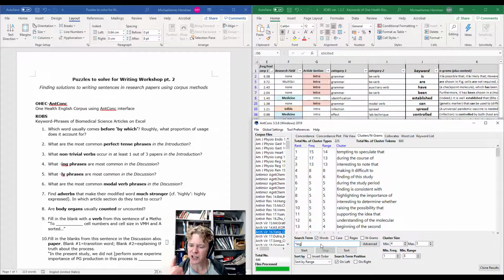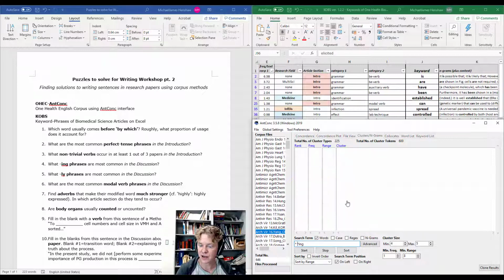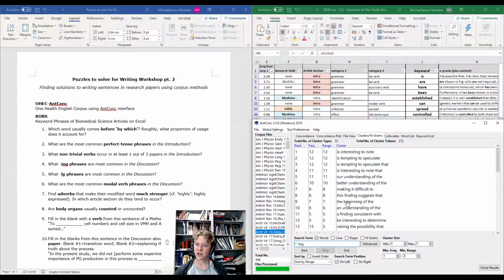However, this is just all of -ing on the left. I wonder if we could find more interesting phrases if we also included a term before the -ing. So to do that, let's just put in another asterisk. And now we can get 2 words this way. Or rather, 1 word before the -ing. Okay. Is interesting to note, is tempting to speculate. Our understanding of the, better understanding. Making it difficult to, I like that. Be interesting to determine. Raising the possibility that, that's cool.